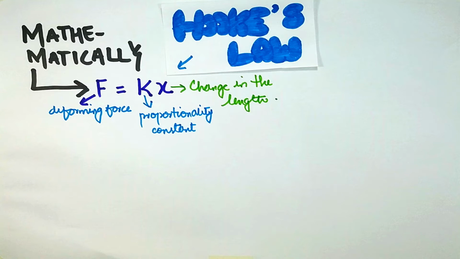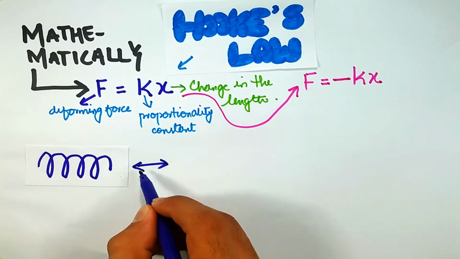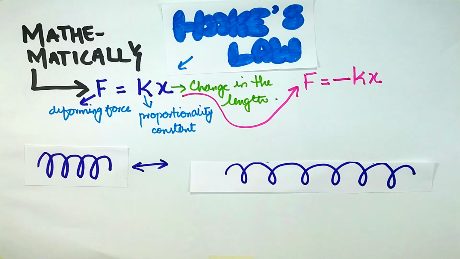Now wait, isn't it confusing? Somewhere we see that force or deforming force is equal to Kx. In some books, it is written F equals minus Kx. That is because Hooke's law can be represented in terms of restoring force as well.